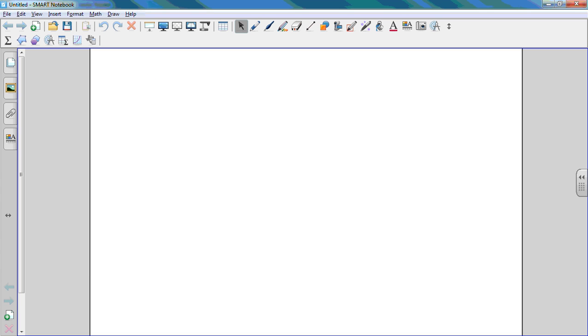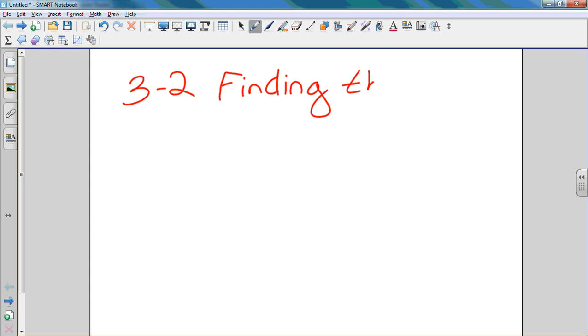Chapter 3, Section 2. This is finding the parts. Okay? This is not difficult. The best part about this section, or this chapter, is that you're going to use this stuff every day. Finding the part. Okay?